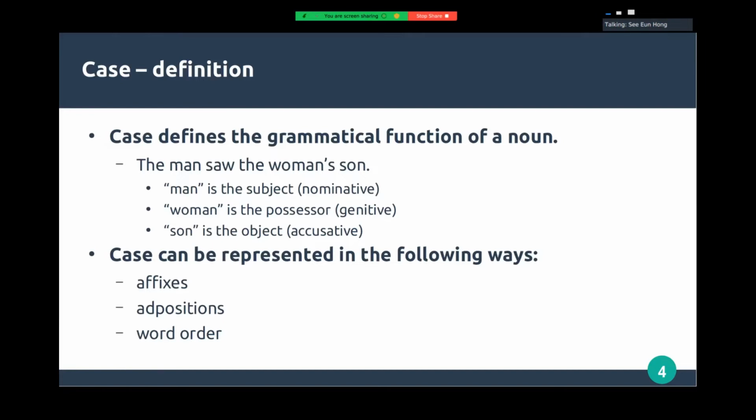And the case can be represented in different ways. For example, it could be represented by affixes like prefix or suffix, or adpositions like prepositions or postpositions, or like in the example we've just looked at, it could be represented by the word order. So we know that in this sentence, the word man is the subject because it comes before the verb. And we know that the word son is the object because it comes after the verb.